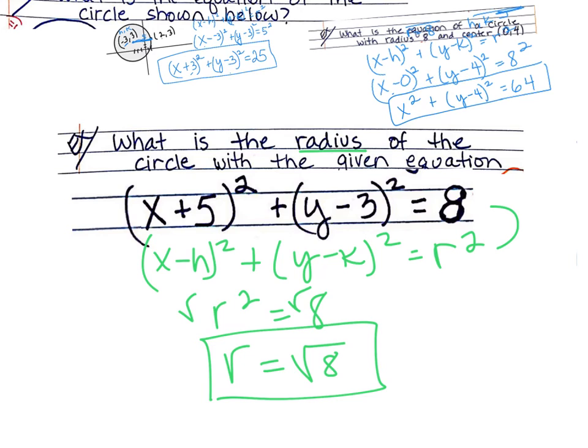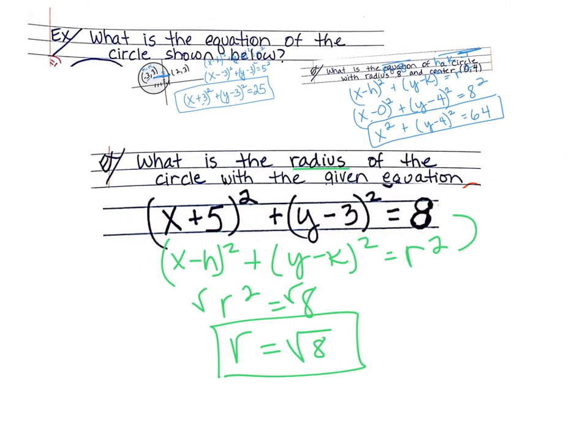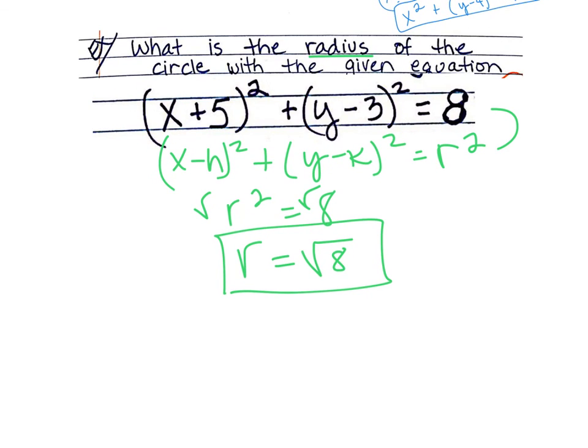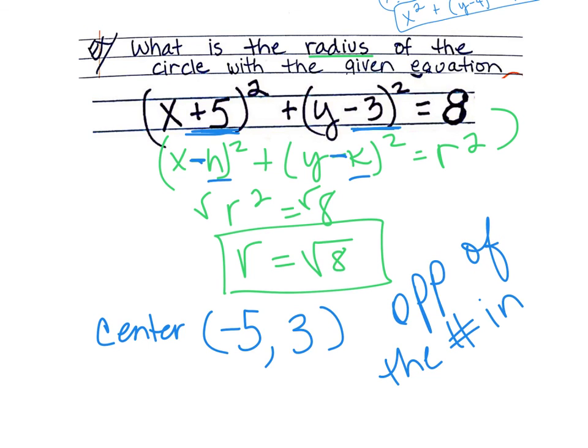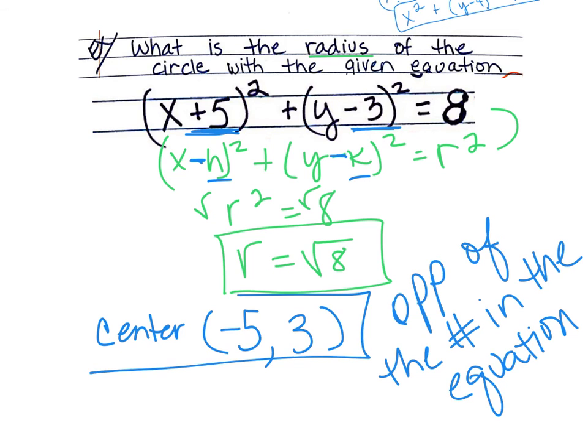All right, so what if it asked us what is the center of the circle? Okay, well, again, we've written out our formula. What is the center? So it's (h, k), and our formula has minus signs in them. We're always going to use the opposite of the number in the equation. So if I have a plus 5 here, I'm going to write down a minus 5. And if I have a minus 3, I'm going to write down a positive 3, because they're the opposite of the number in the equation. And that's how we find the center.